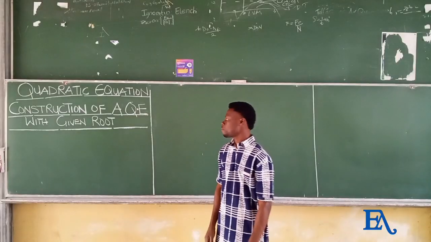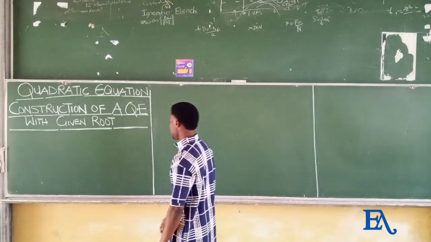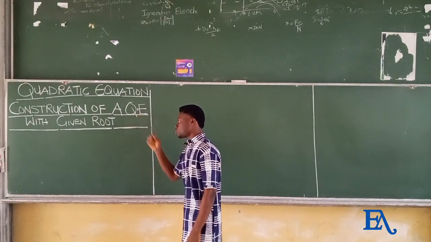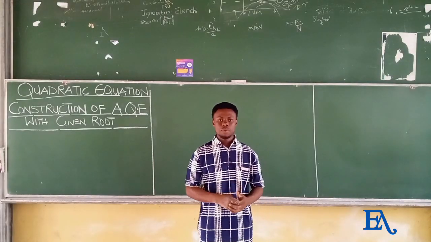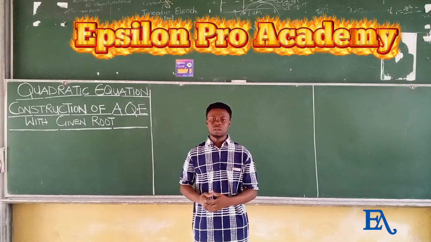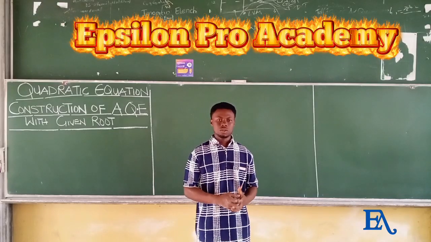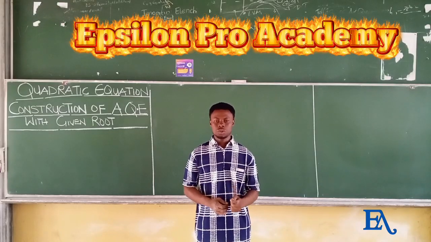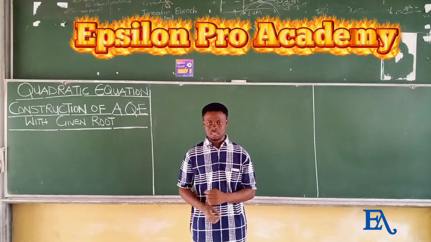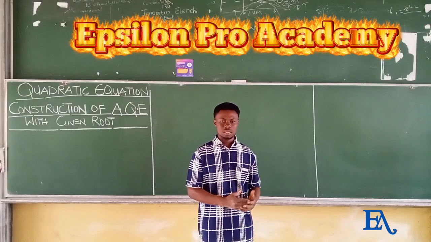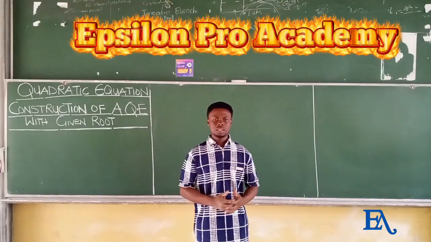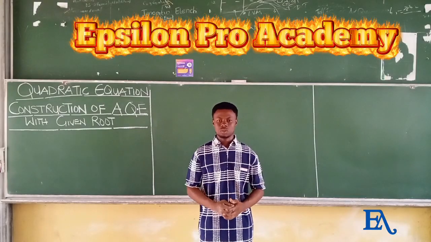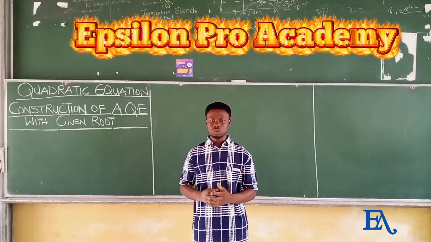Alright, let's consider construction of a quadratic equation with given roots. When a particular problem is given in a quadratic equation, after solving, we obtain two results or two answers. Here we can say that x is equal to this or x is equal to that. These two answers obtained is what we call the quadratic roots.